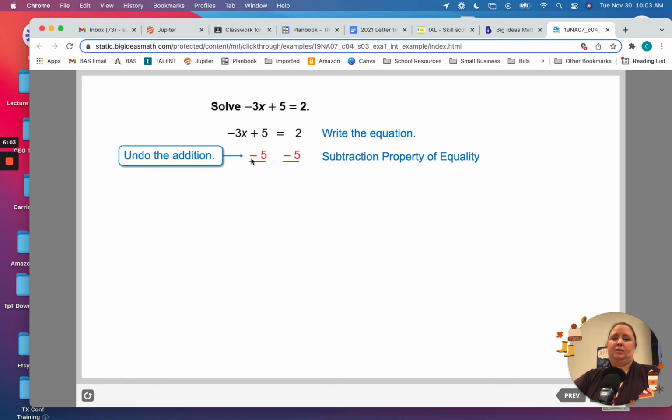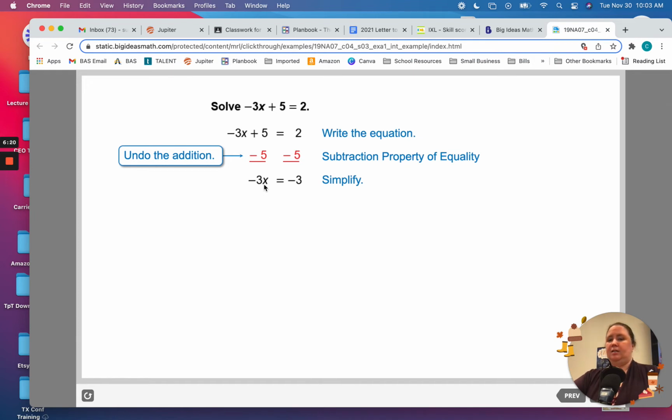Okay, so that cancels the 5 on the left. It's gone. What is 2 minus 5? Negative 3. Okay, so I just rewrite the other term that we didn't move, negative 3x. Negative 3x equals negative 3. So far, that's all we've got.